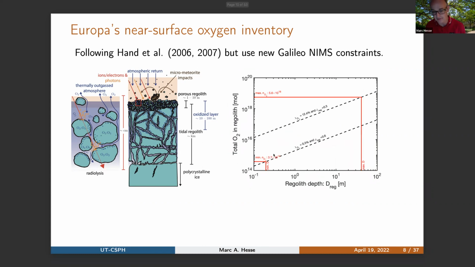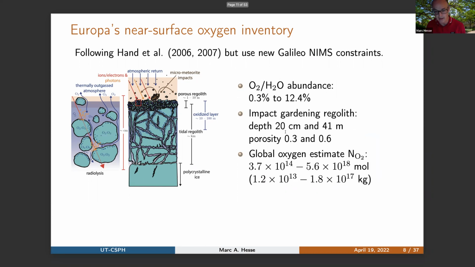And then we can combine the two together with some assumption of porosity, and we can estimate the total oxygen in Europa's regolith. And we come up with numbers somewhere between 10 to the 14 and 10 to the 18 moles over the whole surface, right? And so just in summary, we have somewhere between 0.3 and 12% of oxygen per water. We assume that we have regolith depth somewhere between tens of centimeters to tens of meters.